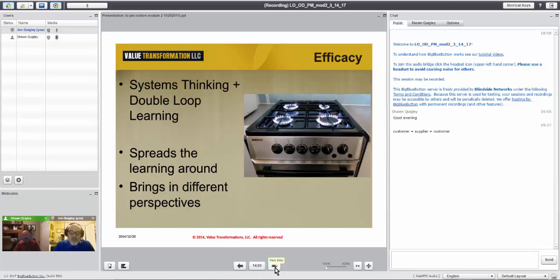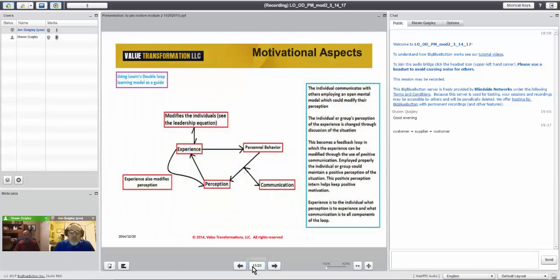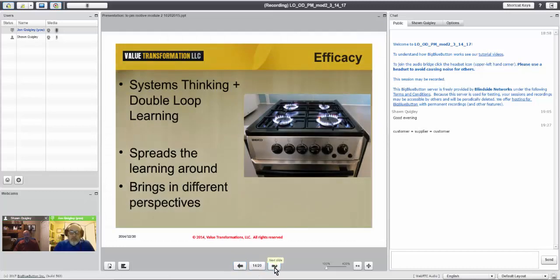Okay. And the last bullet there, it brings in different perspectives. Well, that's part of the whole uncovering the system as well. Those different perspectives give you the opportunity of actually theorizing the system with some measure of fidelity to the actual system.